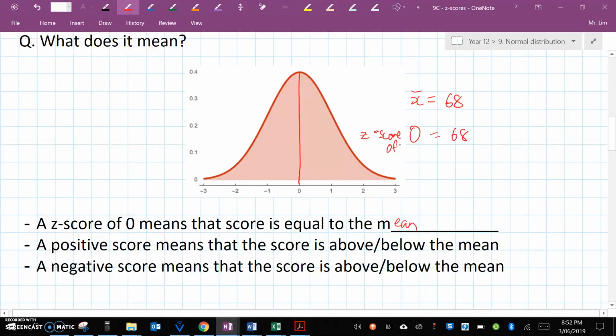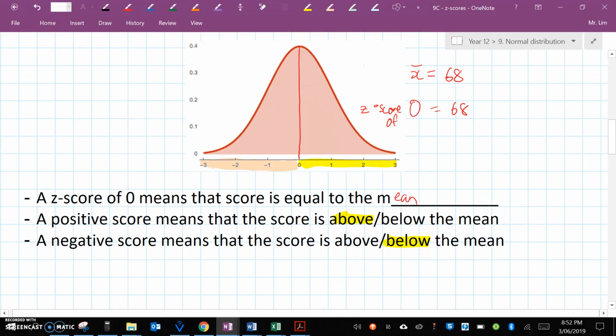Okay. A positive score means that the score is above the mean. If you have a look here, all the positive z-scores are above the mean. A negative z-score means that the score is below the mean. You can see that here. All the negative z-scores are below the mean. So in the test, you want to have a positive z-score. That means you're above average.